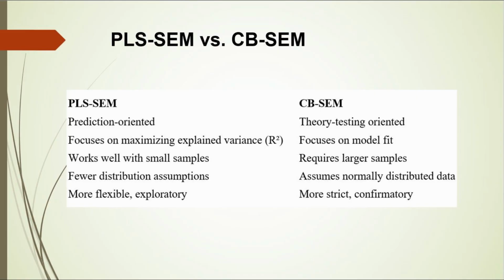In contrast, CB is theory testing-oriented. Its main focus is on model fit. In other words, how well the proposed theoretical model fits the observed data. It typically requires larger samples and assumes normally distributed data. It is more strict and confirmatory, making it suitable for testing well-established theories. In short, PLS is more suitable for prediction and exploration, while CB is more appropriate for theory confirmation and model validation.